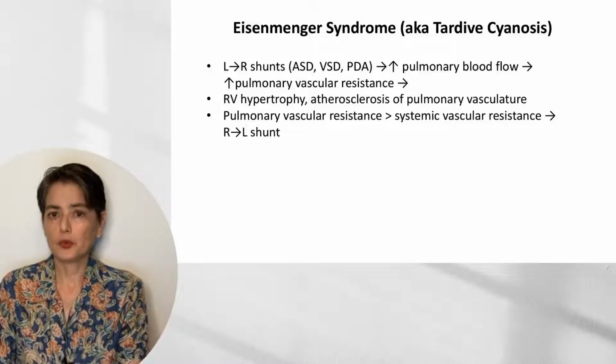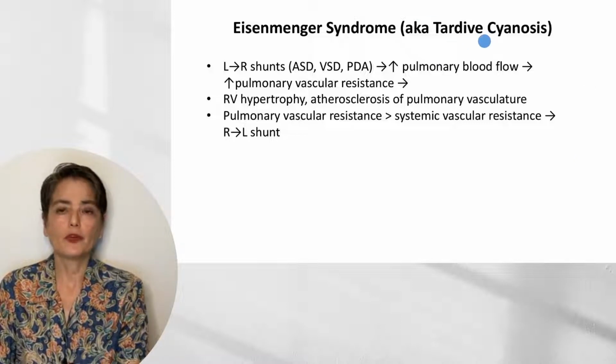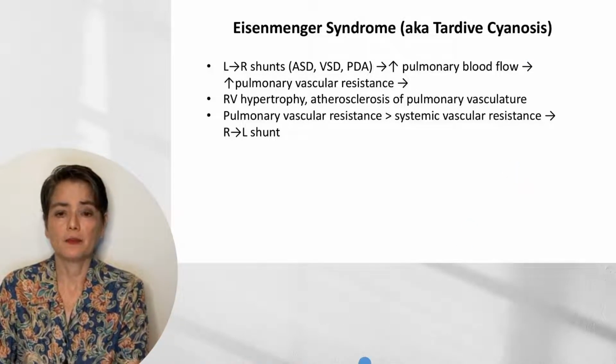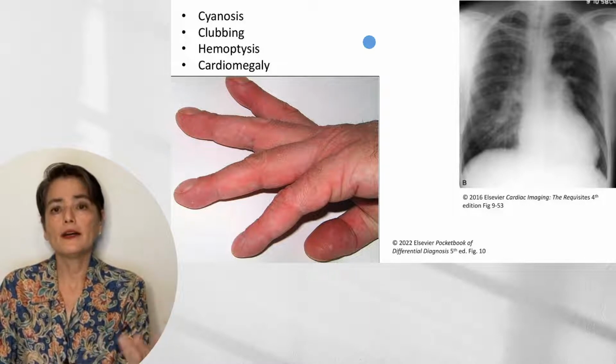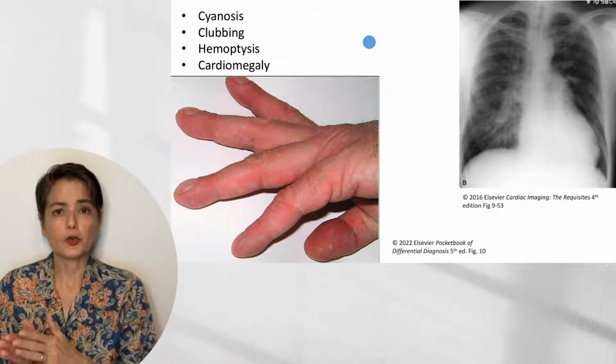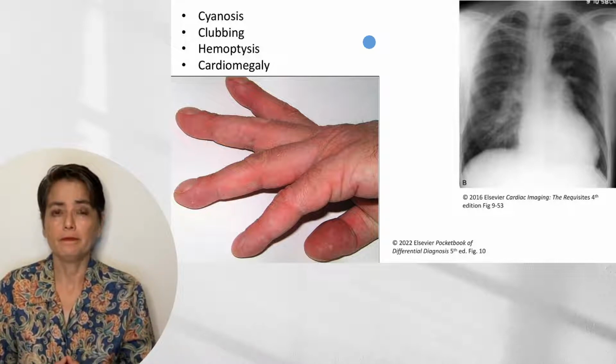So how do patients with Eisenmenger syndrome present? Oh, by the way, this is also called tardive, which means late, cyanosis. This is in contrast to what we see in right to left shunts, and that's a separate video. So individuals with Eisenmenger syndrome, because we go from a left to right shunt to a right to left shunt, are going to end up with cyanosis because deoxygenated blood is going to enter the systemic circulation.